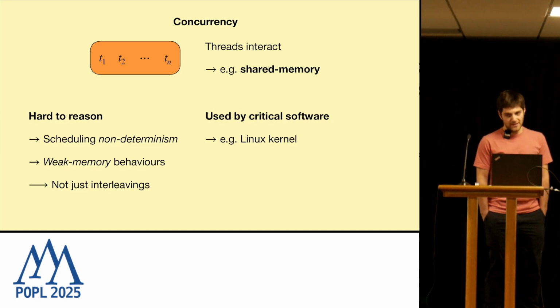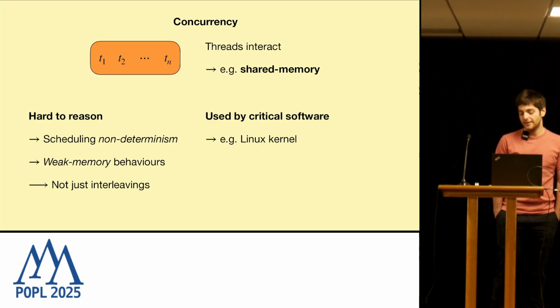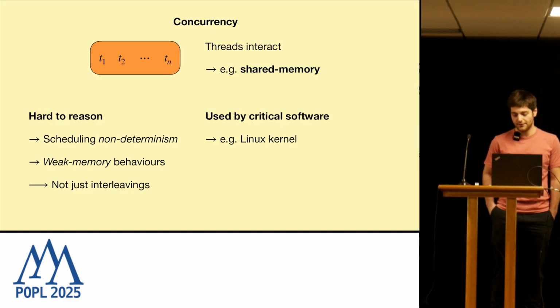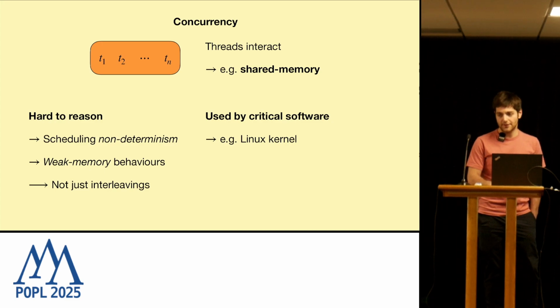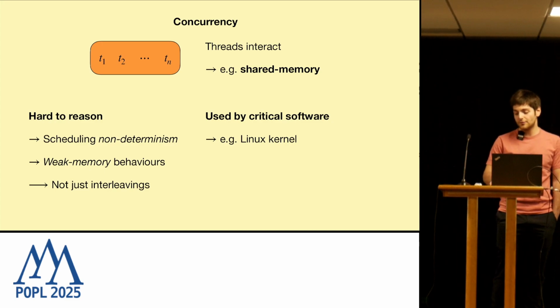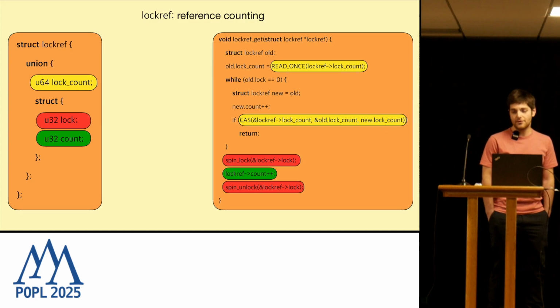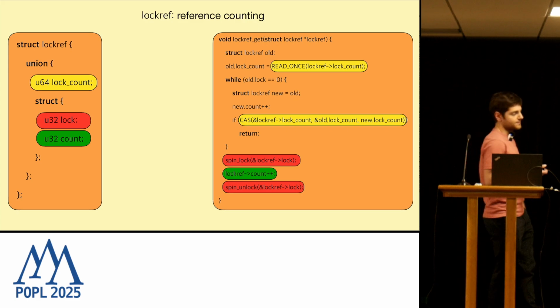But it's very important to be able to reason about concurrent software because it is used by critical software, for example, by operating systems such as the Linux kernel. Let me show you an example from the Linux kernel of a data structure that you would like to be able to verify and reason about. This is the lockref. It's a reference counter, so it's pretty much a lock with a counter that you increase.